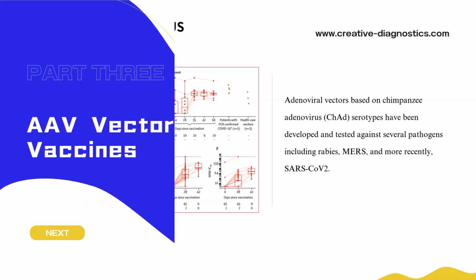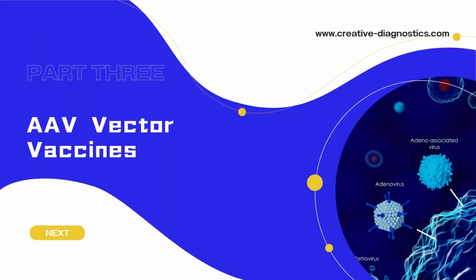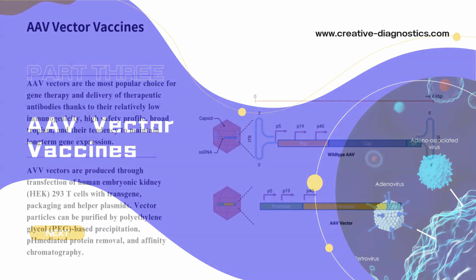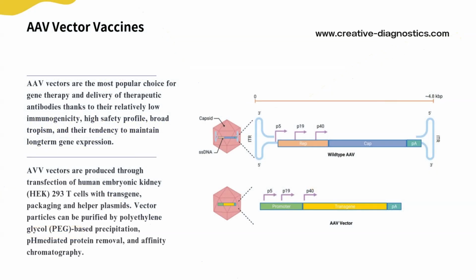AAV vectors are the most popular choice for gene therapy and delivery of therapeutic antibodies thanks to their relatively low immunogenicity, high safety profile, broad tropism, and their tendency to maintain long-term gene expression. AAV vectors are produced through transfection of human embryonic kidney, HEK, 293 T cells with transgene, packaging and helper plasmids. Vector particles can be purified by polyethylene glycol (PEG) based precipitation, P-mediated protein removal and affinity chromatography.